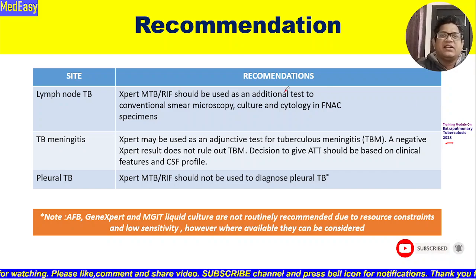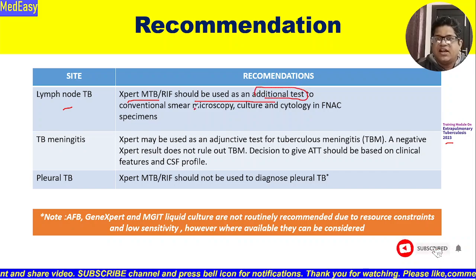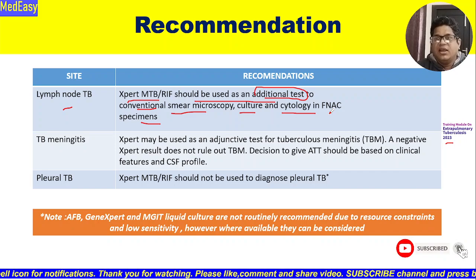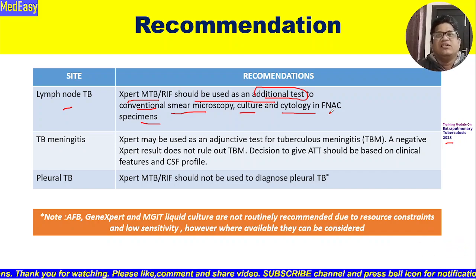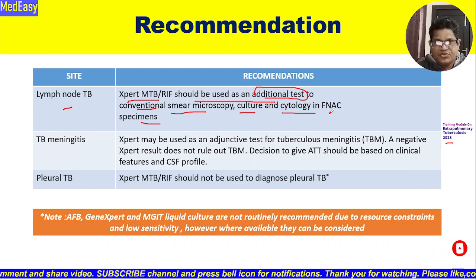What they recommend is that in lymph node TB, GeneXpert should be used as an additional test, apart from what we do. We do a conventional smear microscopy, we do a culture, we do a cytology in the FNAC smear. So we can use it as an additional test in lymph node tuberculosis, but it's better to do a CBNAAT also in the lymph node specimen. Take out the sample, send the sample for FNAC cytology along with your CBNAAT and better AFB culture also, right?